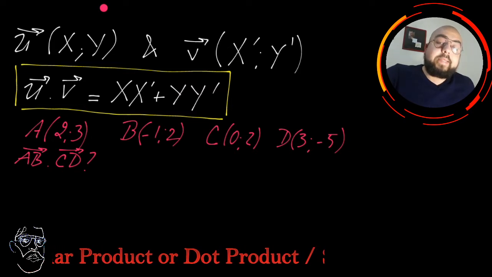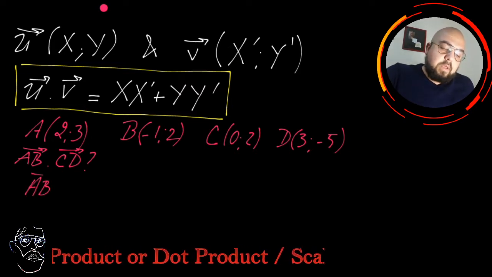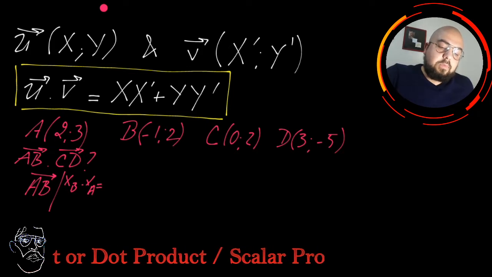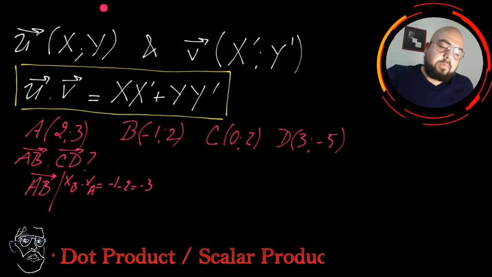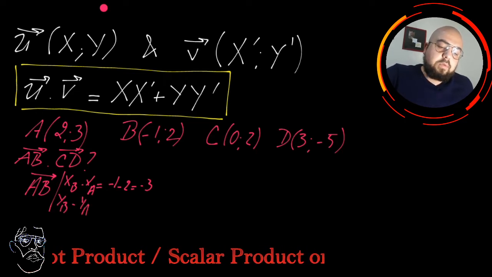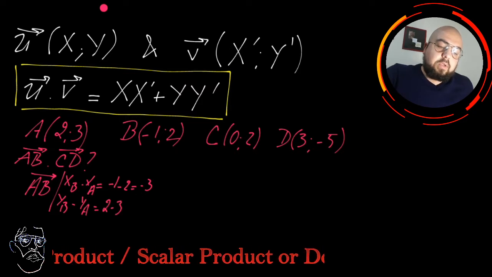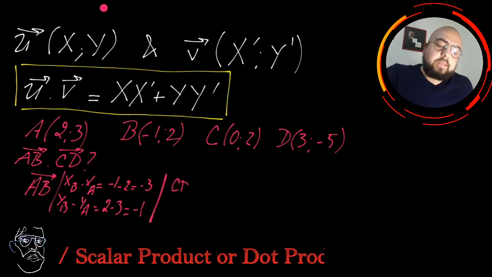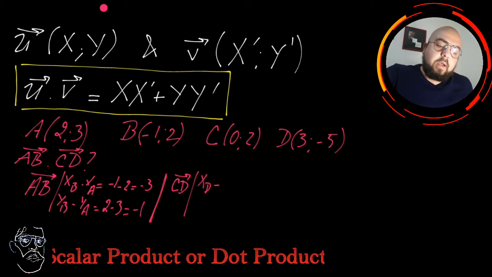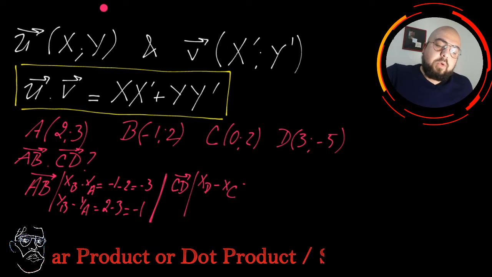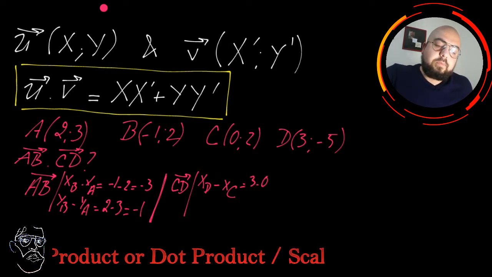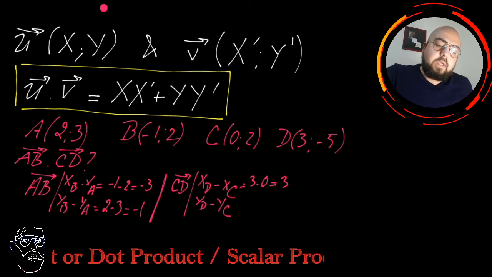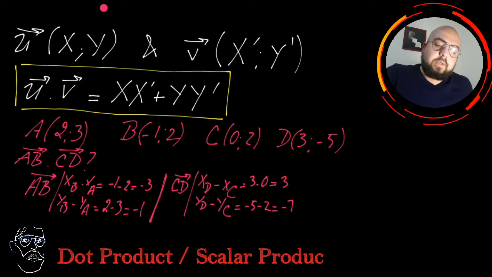First you should calculate the components of the vector AB. So AB is x of B minus x of A, which is -1 minus 2, it's -3. Y of B minus y of A, so it's 2 minus 3, so it's -1. Similarly, I will have to calculate the components of the vector CD. CD is x of D minus x of C, so I will have 3 minus 0, which is equal to 3. And y of D minus y of C, which is -5 minus 2, it's -7.